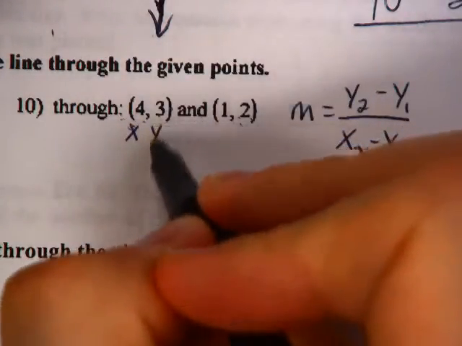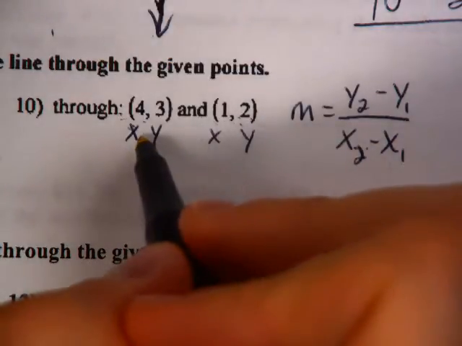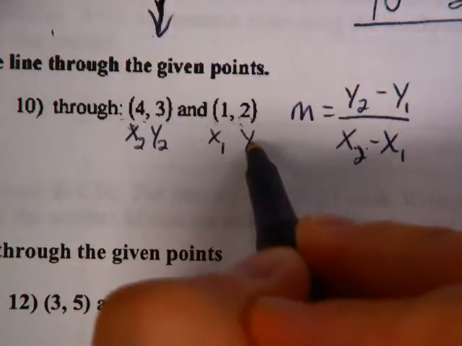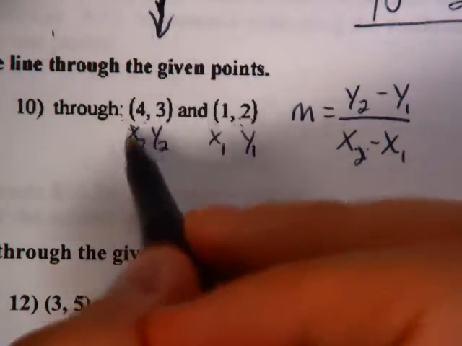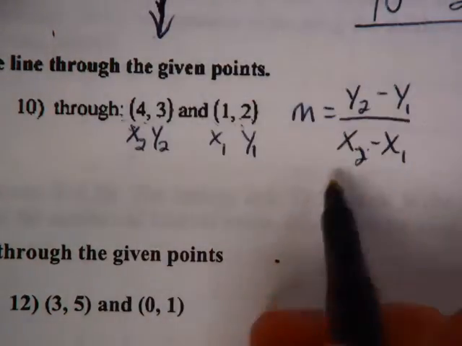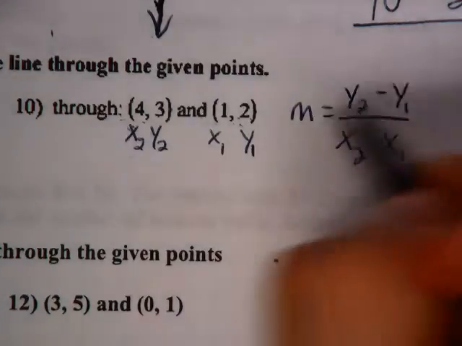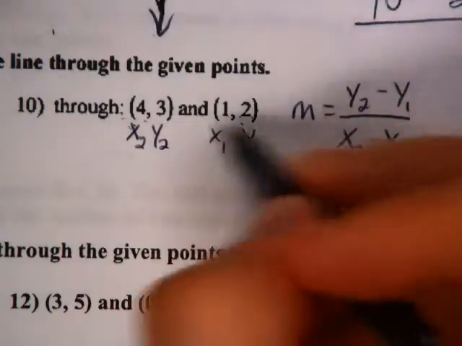So both of these are labeled xy, and if you want to say this is x2, this is y2, and this is x1, this is y1, you may do that. That is just fine. You can also do it the other way around. This is x1, y1, x2, y2. The order will change on your formula, but your result will be the same due to the commutative property of addition. So let's substitute these values in.